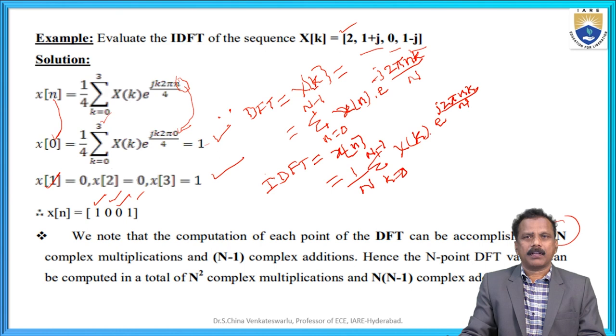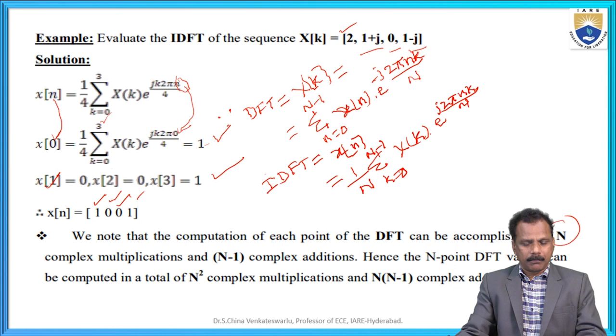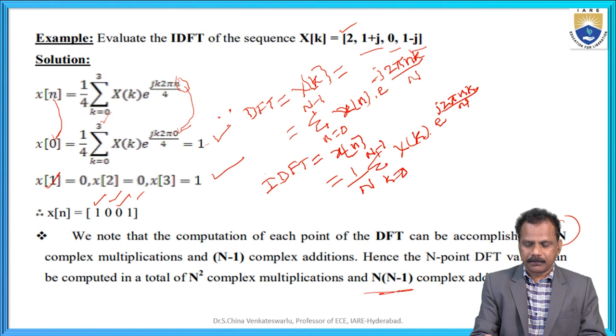Hence, the N-point DFT values can be computed in a total of N square complex multiplications and N minus 1 complex additions. This is the best example for evaluating, analyzing, or computing the DFT and the IDFT.